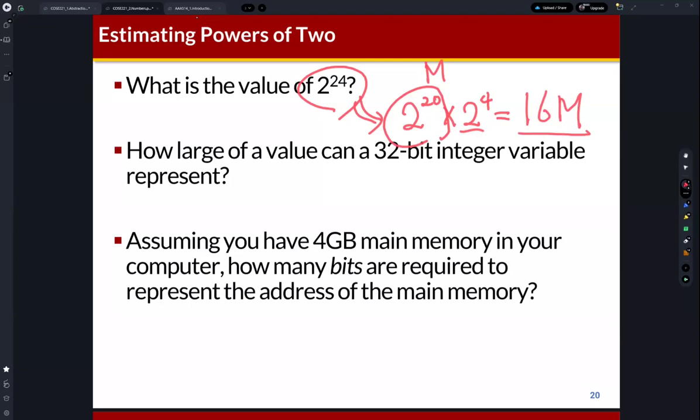Then, how large a value can a 32-bit integer variable represent? So what's the maximum value?